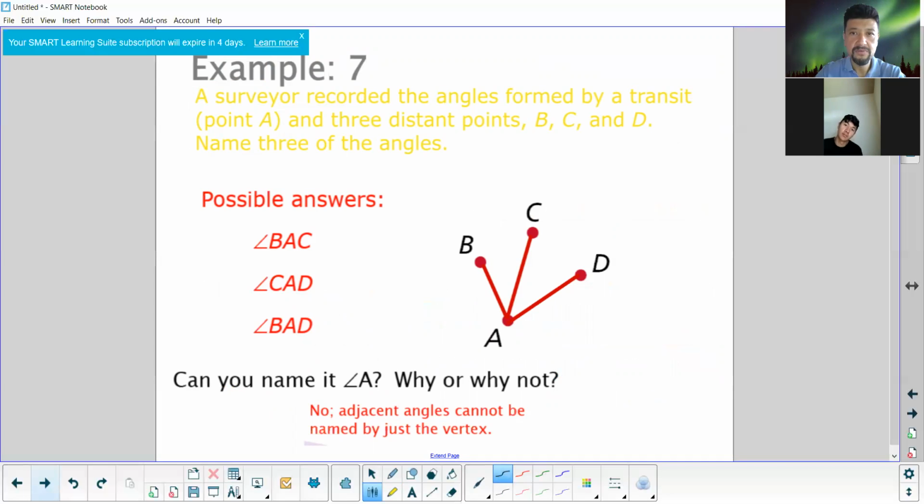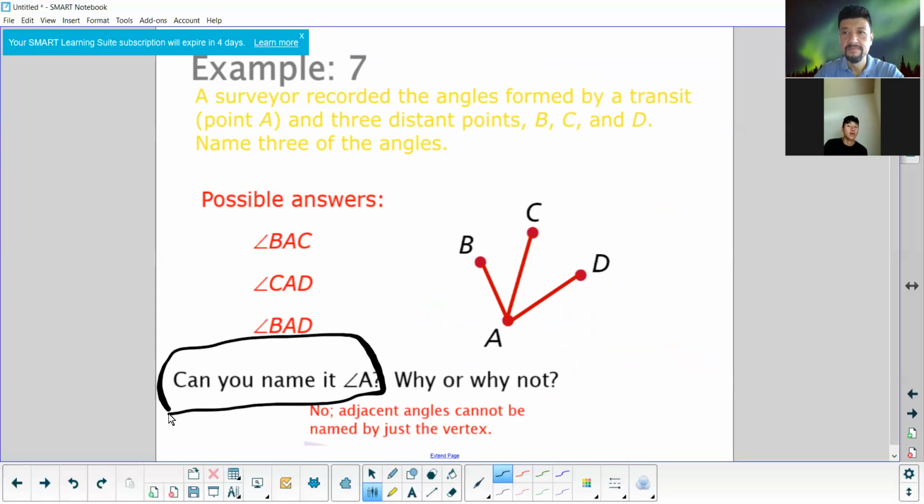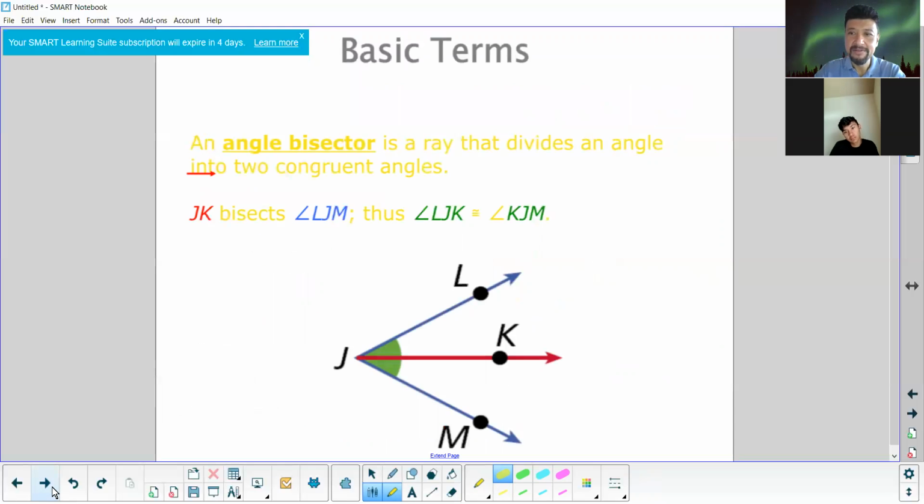Let's see. So they want you to name the angles, but here's a question: can you name it angle A? No. Why? Because angle A could mean two different angles. Yes, that's absolutely right. It could be two, or three. Right? Mm-hmm. So that's the reason why. Okay, Marcus, go ahead and read this.